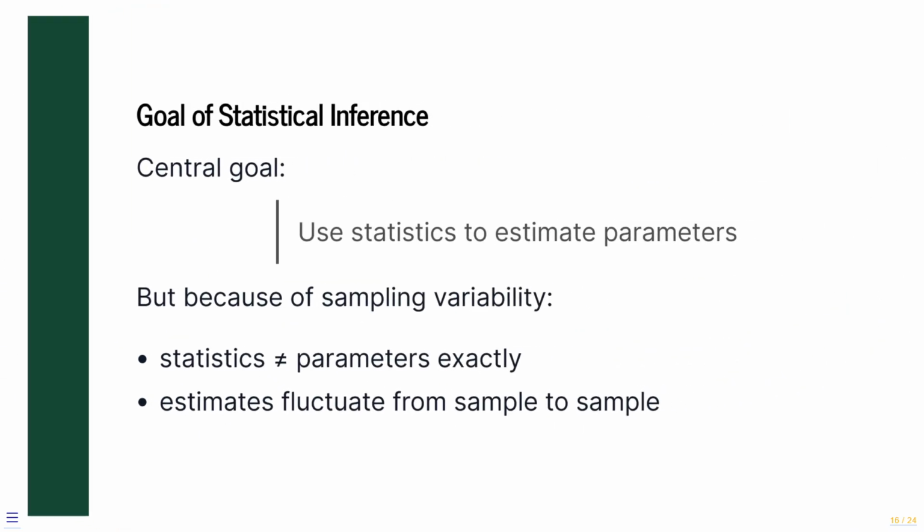The central goal of statistical inference is to use statistics to estimate parameters. We hope that a well-chosen statistic will be close to the corresponding population parameter. But because of sampling variability, it will not match exactly every time. This unavoidable randomness is precisely why we need the sampling distribution.